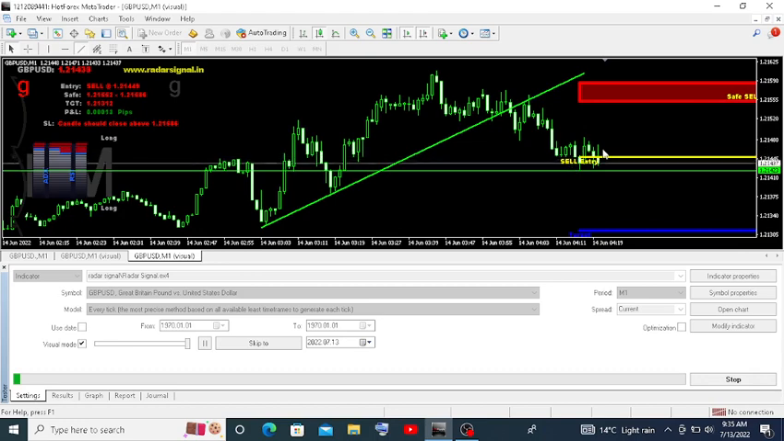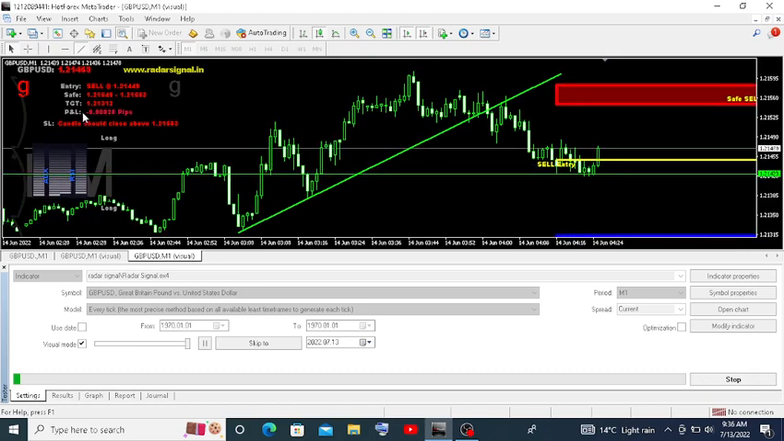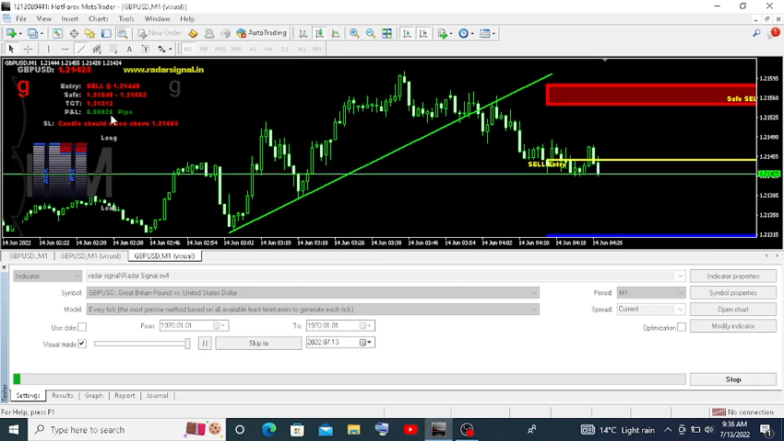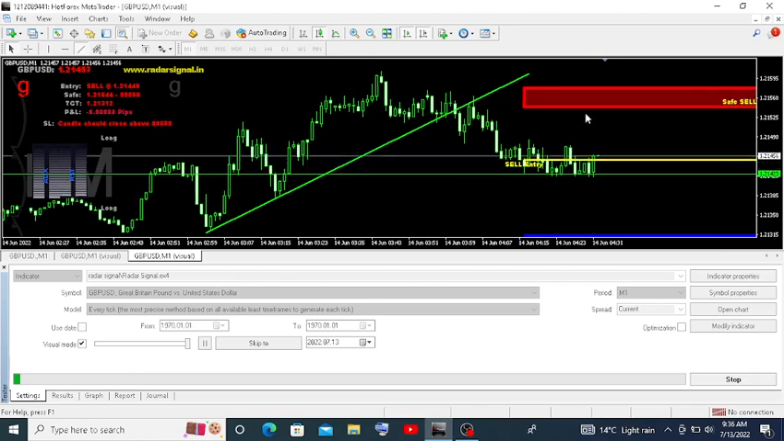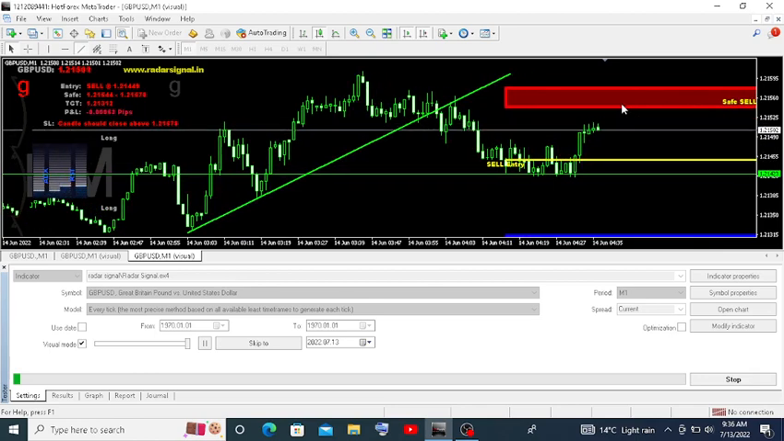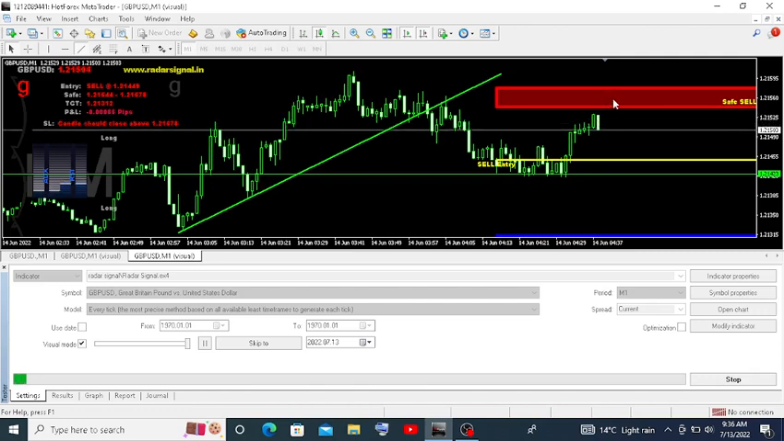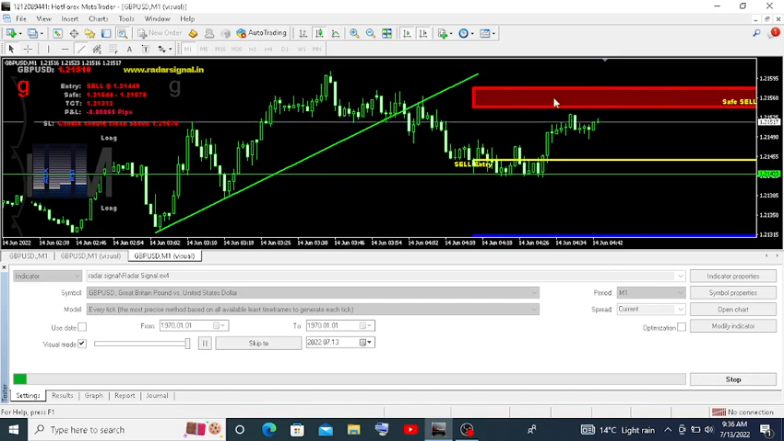See, it gives you a sell right in this area. It gives you a sell, and you are running 2 pips in profit. You see, look at the safe sell. The safe sell carries your stop loss as well, because your stop loss is just below the safe sell area.